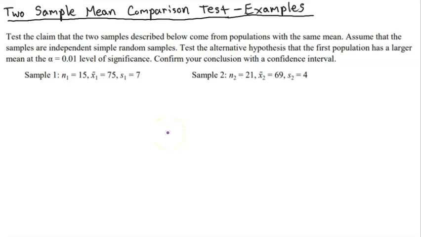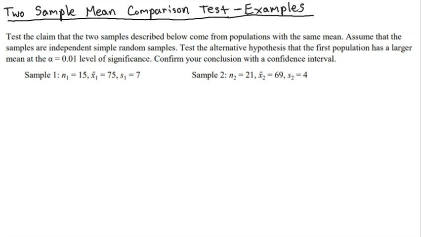All right, so let's look at an example of a two-sample mean comparison test. Okay, let's read through this. It says, test the claim that the two samples described below, here's sample 1, here's sample 2, appropriately named n1, x bar 1, s1, n2, x bar 2, and s2. The two samples described below come from populations with the same mean.